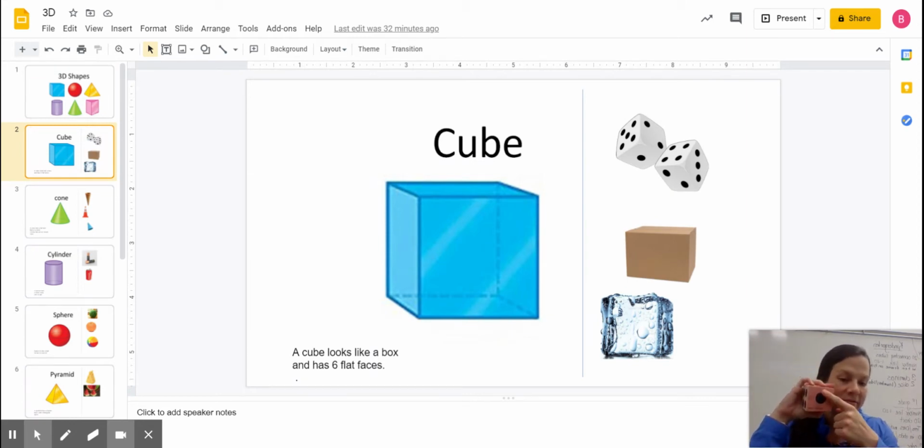It has 6 flat faces. There are 6 of them. Another way I remember the word cube is an ice cube.